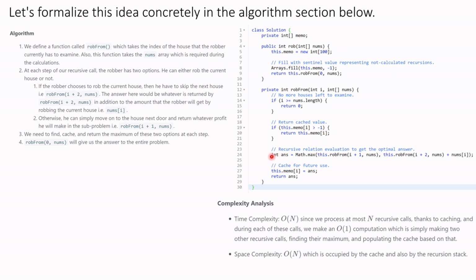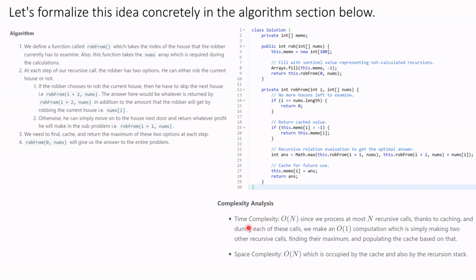Next, the recursive relation to get the optimal answer is Math.max, in which we pass robFrom(i plus 1) for skipping the current one, and robFrom(i plus 2) plus nums of i for robbing the current one. We are passing nums with i plus 1 and i plus 2, but adding the current value nums of i. So which one is the max between these two? That will come as the answer. I will store it in the memo of i, and finally we will return the answer.